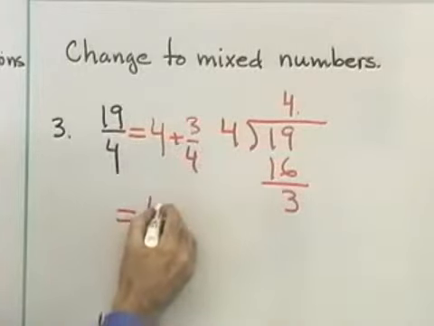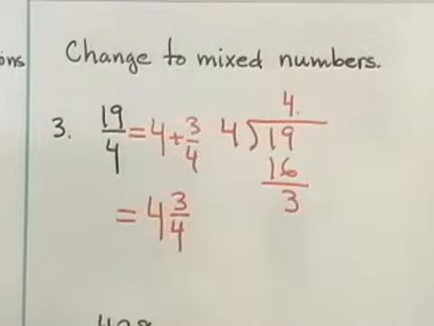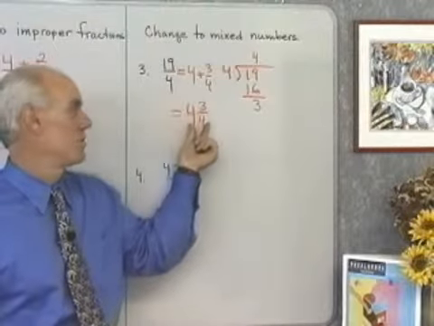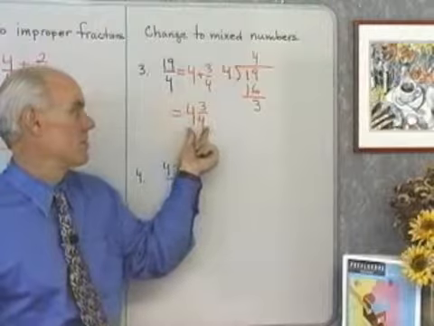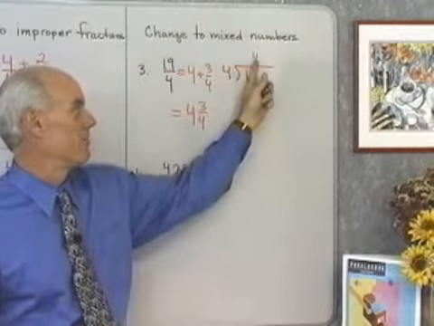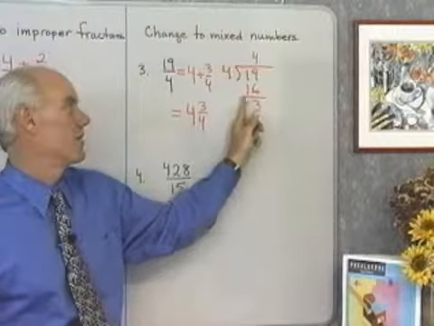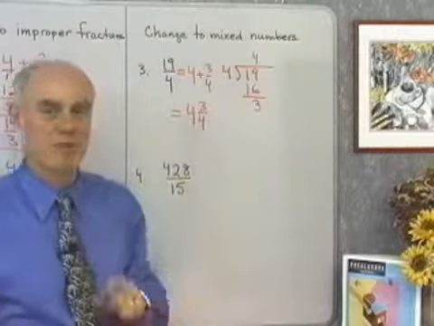Using mixed number notation then, that's the same as 4 3/4. So 4 3/4 is the mixed number I get when I change 19/4 to a mixed number. This is an improper fraction. This is the mixed number. This division right here helps me do that. 4 divides into 19 4 times. That's that 4. And then I have a remainder of 3, or 3/4 right here. So 4 plus 3/4 is 4 3/4. Let's try another one.